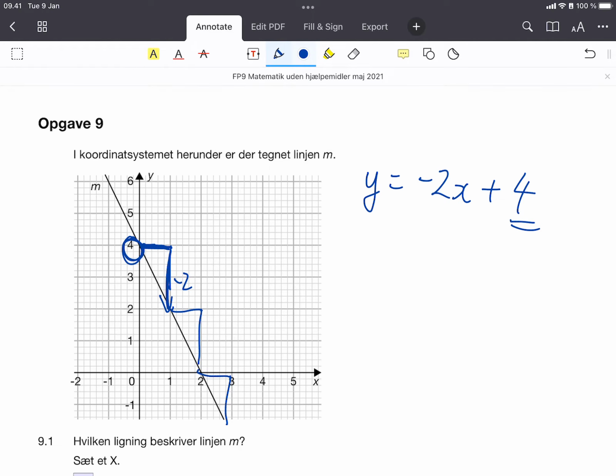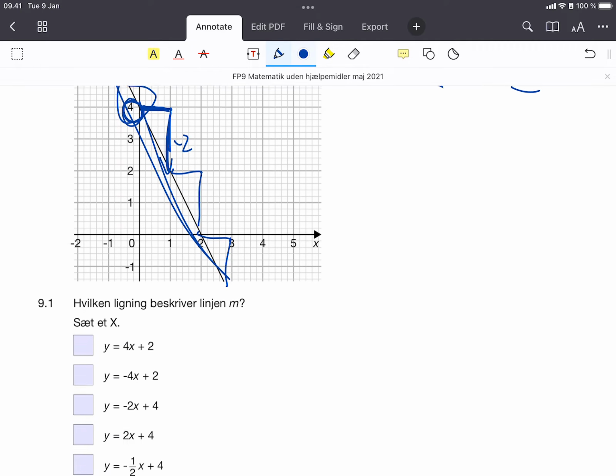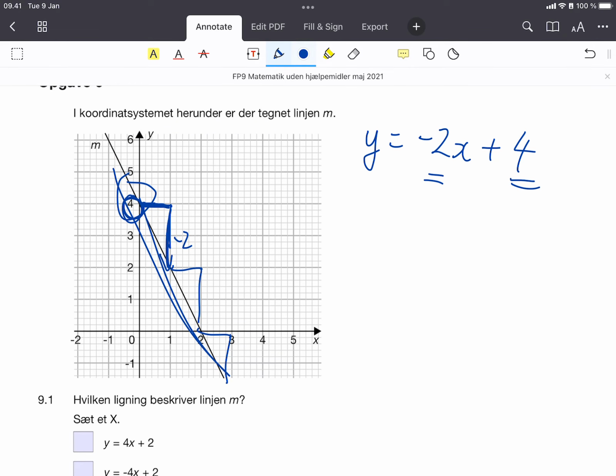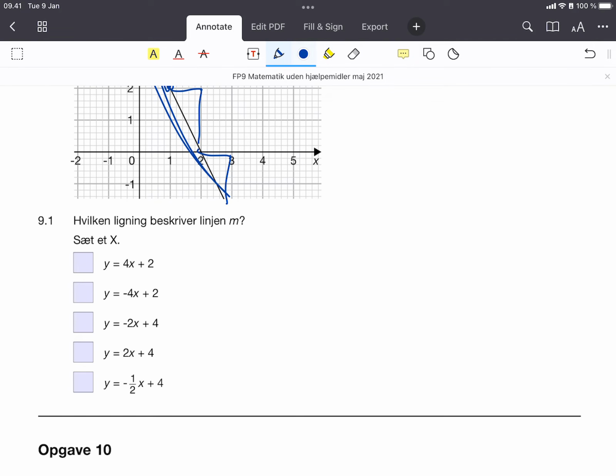The number on the end always tells you where it cuts. The number in front of x always tells you how steep it is, the gradient or the helning in Danish. So the question, which equation describes line M? So it's y equals minus 2x plus 4, which is that one.